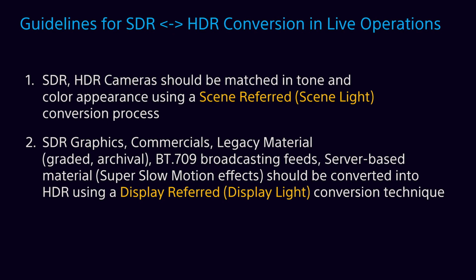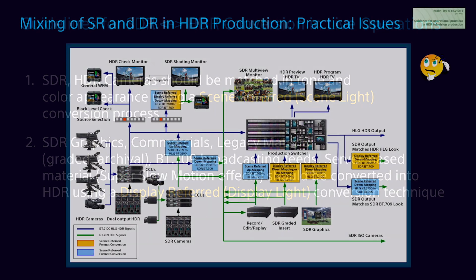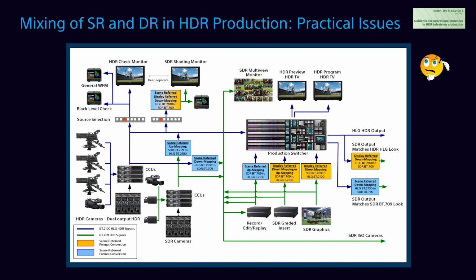More recently, new guidelines were published with some additional recommendations. For example, scene refer should be used for tone and color matching of production cameras, while display refer conversion should be used for the preservation of the image looks in SDR commercials, graded and legacy material, slow motion server playbacks, etc. Production companies studying these new recommendations may end up feeling confused about what type of conversion technique should be used during the production workflow.